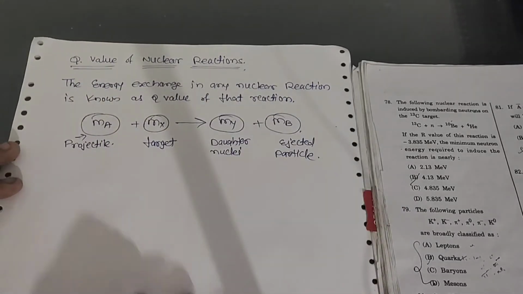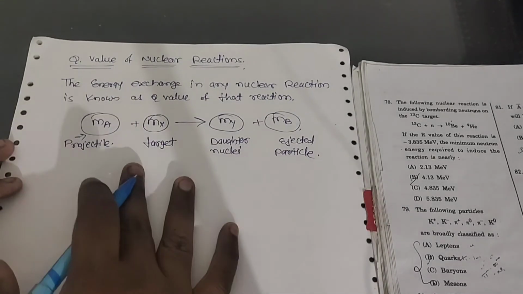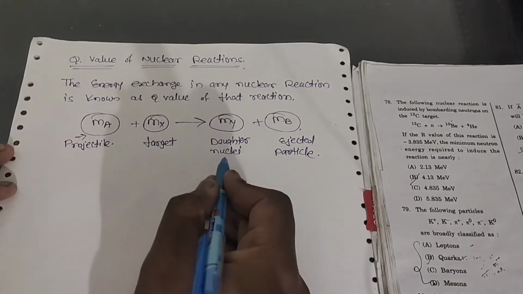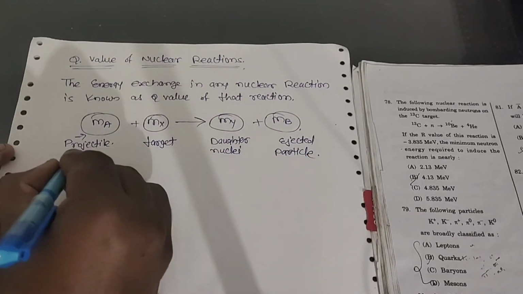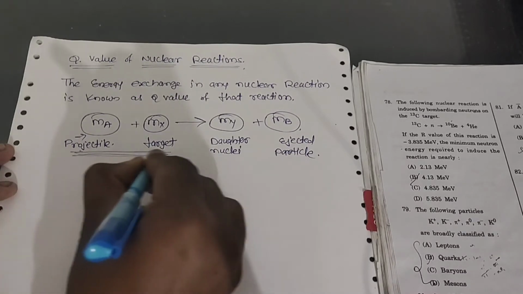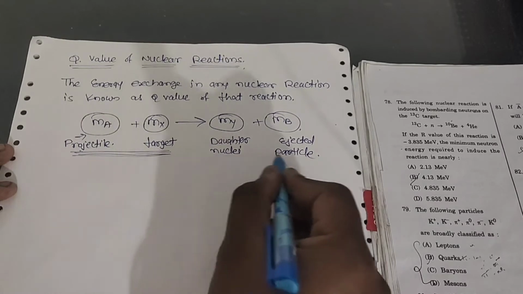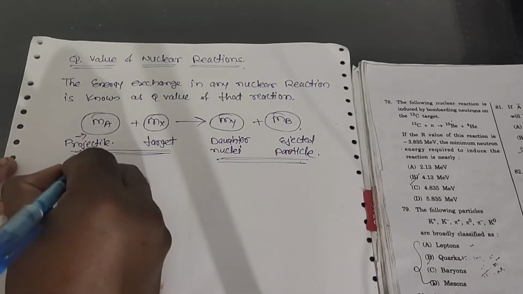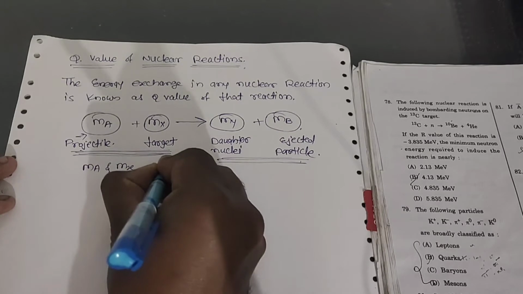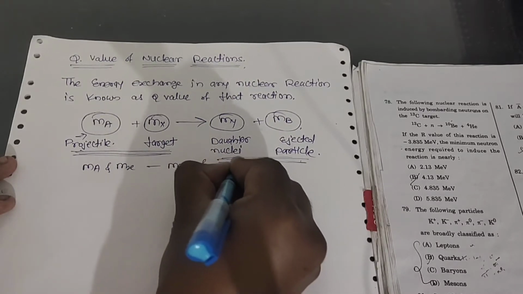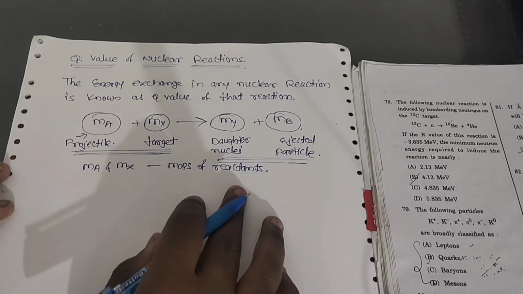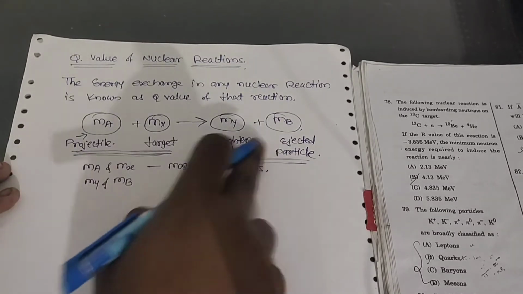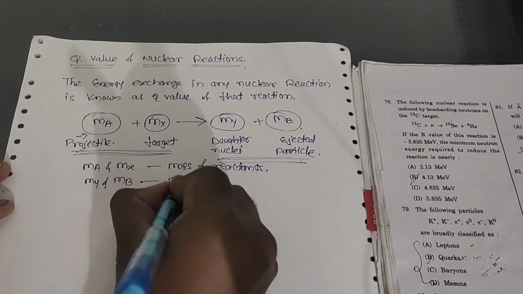When any process happens, the projectile is bombarding on the target, and then the daughter nuclei and ejected particle are formed. The left side is also known as reactants, so we call it the mass of reactants, and this one we call the mass of products. So Ma and Mx are the mass of reactants, then My and Mb, for this reaction, are the mass of products.